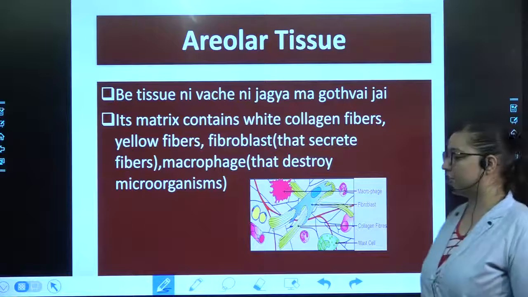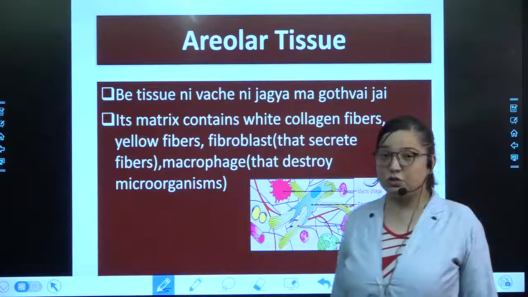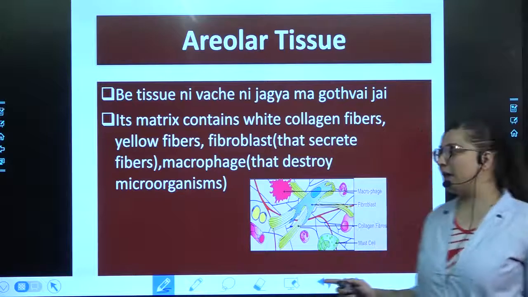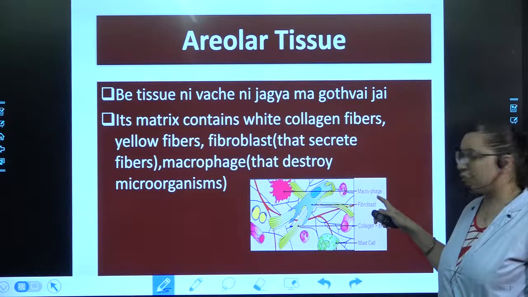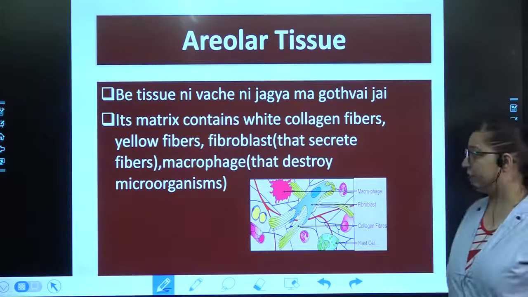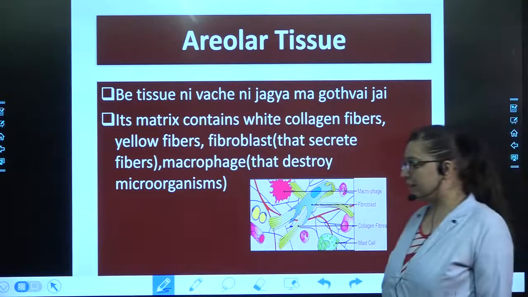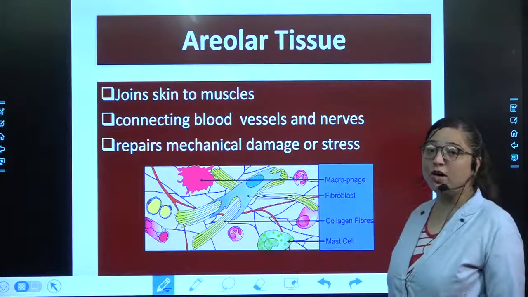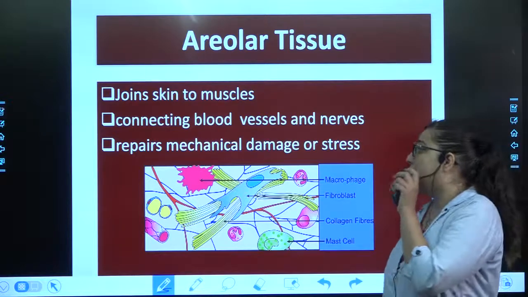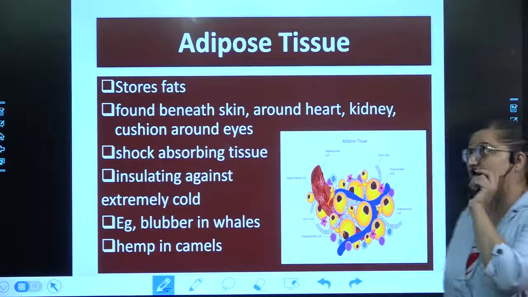Then the further classification, in that the very first one is of proper connective tissue, which is this areolar tissue. Wherever there is place, this tissue will get settled out on their cells. And what does its matrix contain? Its matrix contains macrophage that will destroy the microorganisms, fibroblast, which is generating the fibers, and there are fibers, yellow fibers, white fibers. Next, about some functions of areolar tissue. It will join skin to the muscles, connect the blood vessels to the nerves, and it will help in repairing the mechanical damage.